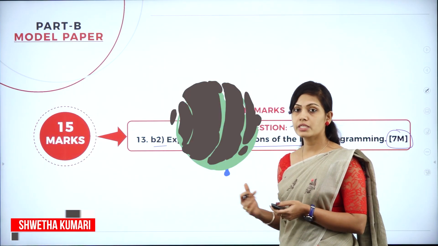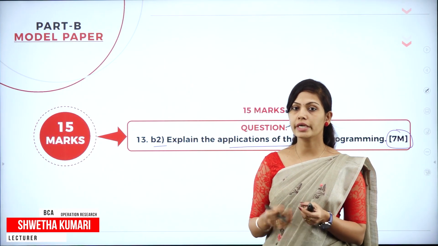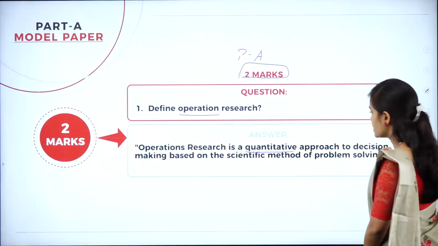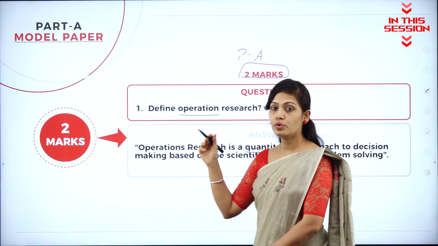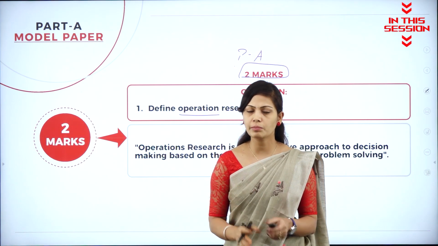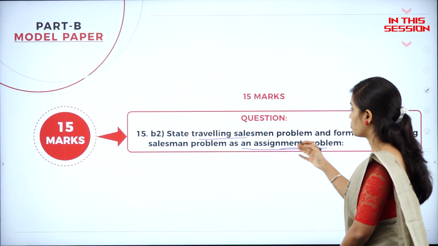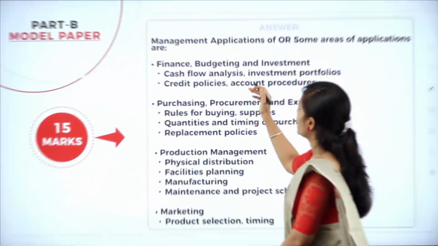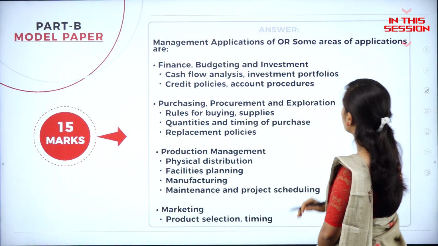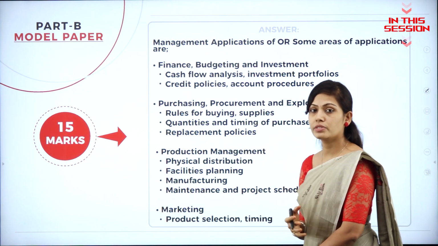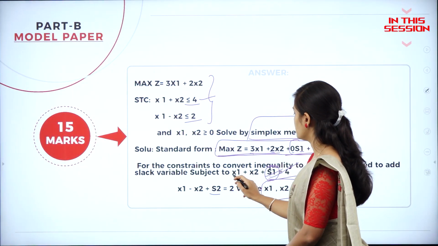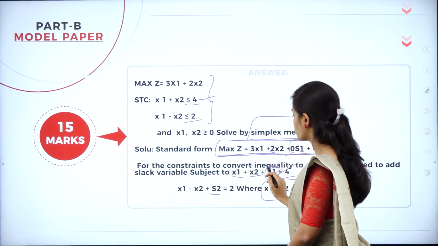So where we are using this LPP, we are using it in marketing management and to reduce the complexity of decision making. So operation research is a systematic way to decision making. You have to prove the traveling salesman problem as an assignment problem. So all the steps are management applications of OR. Some areas of applications: we are using this in finance, budgeting, coefficient of each variable. X1 coefficient is 1, X2 coefficient is 1.